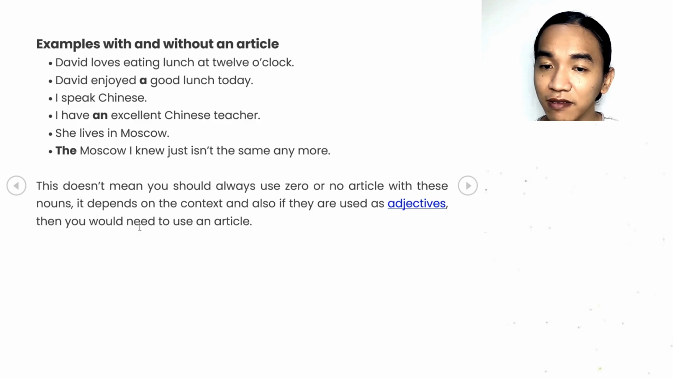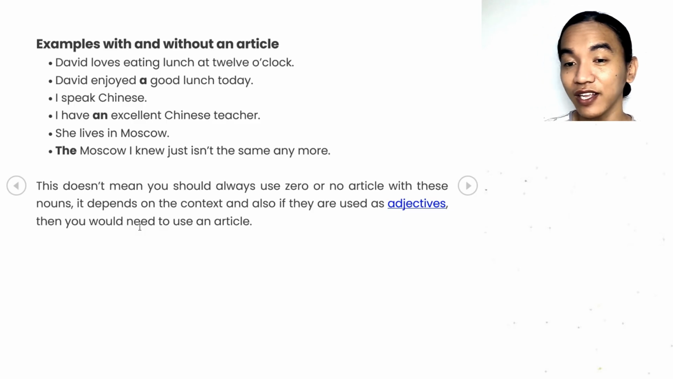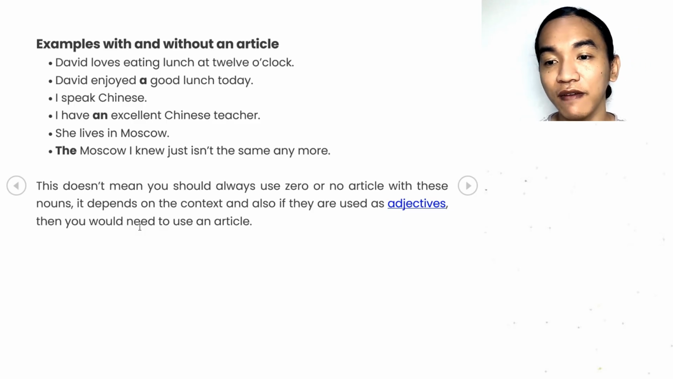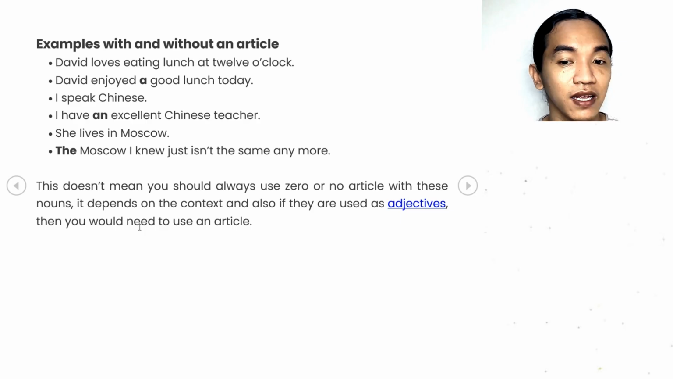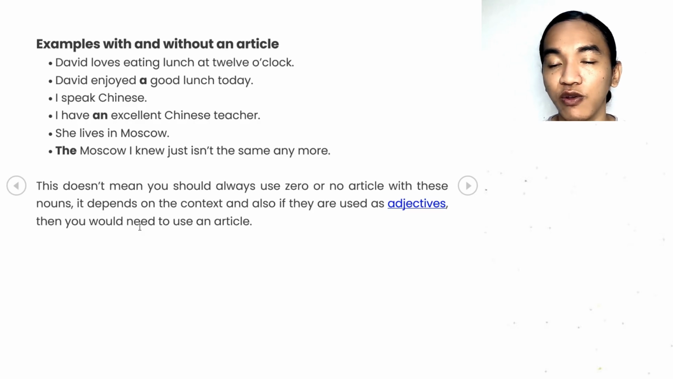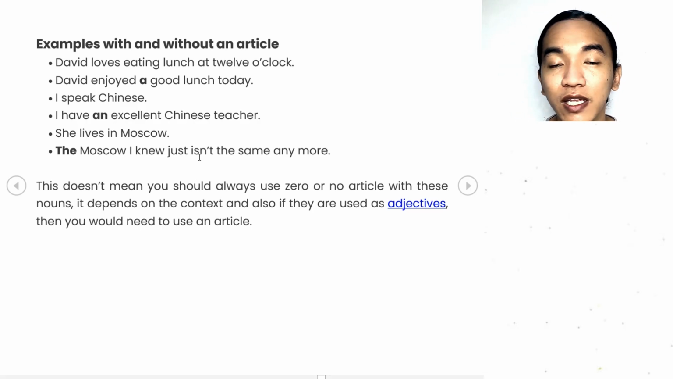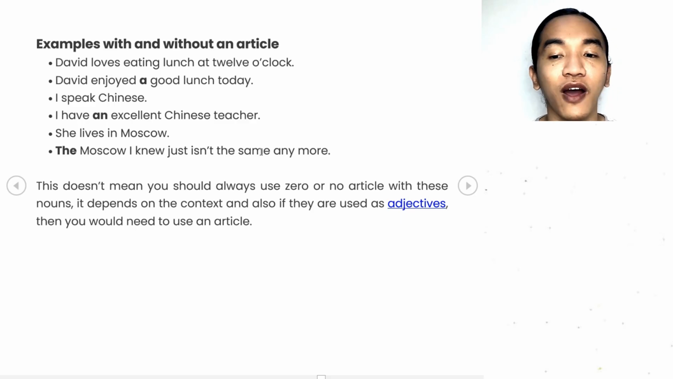So this doesn't mean you should always use zero or no article with these nouns. So it depends on the context, and also if they are used as adjectives, then you would need to use an article. So of course, some adjectives, especially when you partner them with a noun, will be used together with an article.